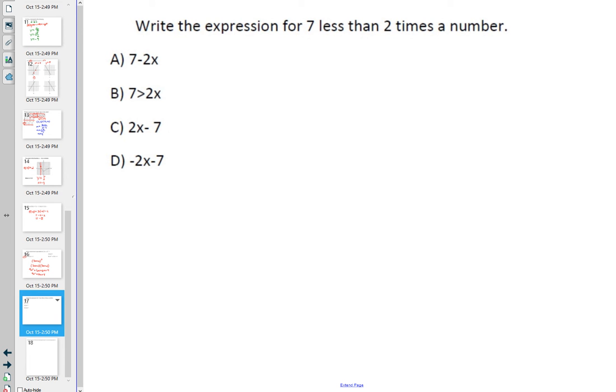Write this expression. So this is the one with the Sue and the Jack. Notice how this does not say 7 is less. If it said is less, it would be an inequality. It would be a less than sign. But it just says 7 less. So 7 less means something minus 7. What is that something? 2 times a number. So 2 times a number minus 7. 7 has to be negative.